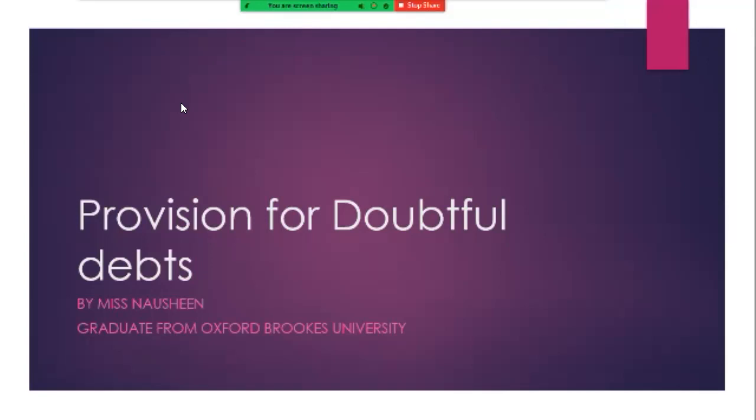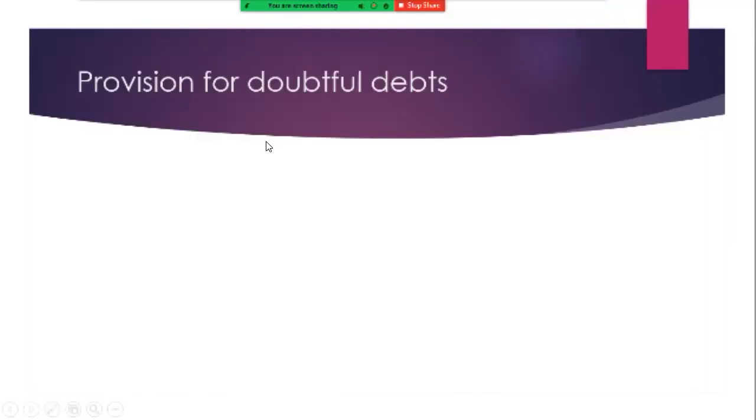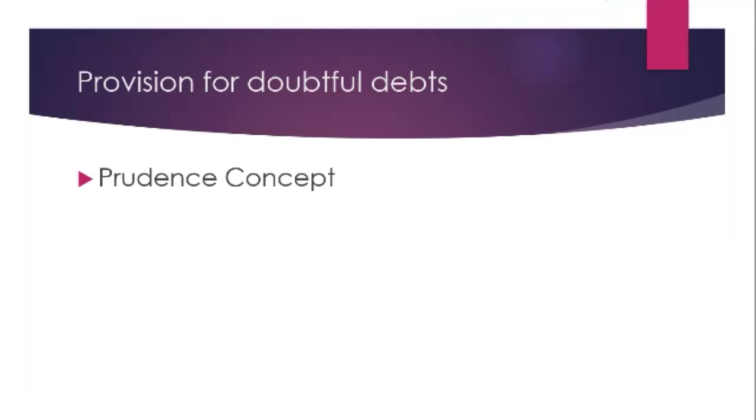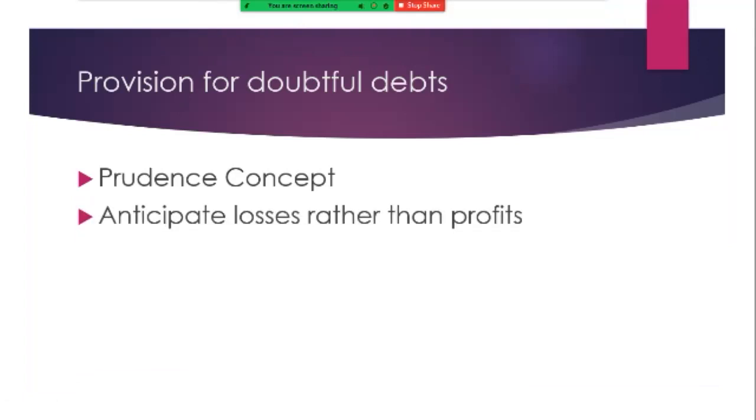Okay, today we'll be covering the chapter Provision for Doubtful Debt. Why we provide for doubtful debt is because of the prudence concept. It is an important concept in accounting. The prudence concept tells us that we have to anticipate losses rather than profits. You should know about it.